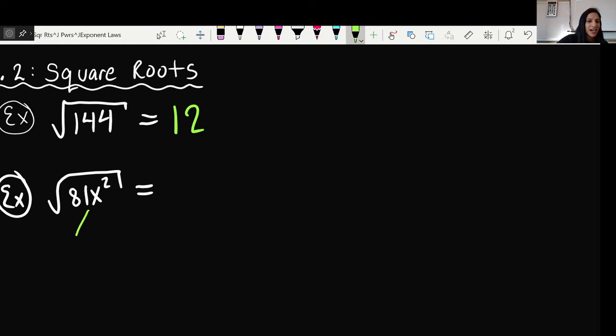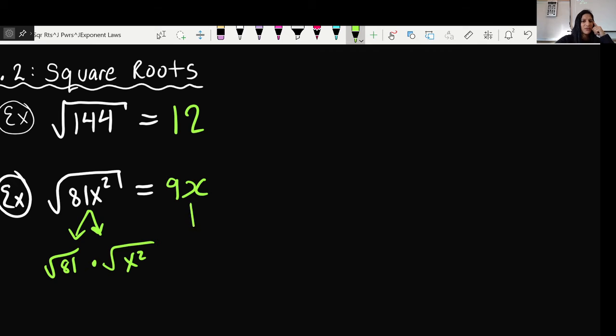Technically, I could rewrite this to say the square root of 81 times the square root of x squared. So I could separate them. Because both of these things are under that root sign, I need to square root both of them. Does that make sense? The square root of 81, you just told me that was 9, and the square root of x squared you got in the first shot. So it actually would be 9x. That would be the answer.